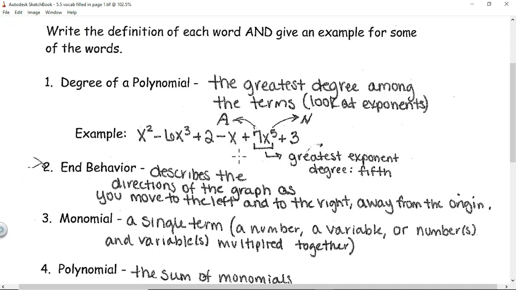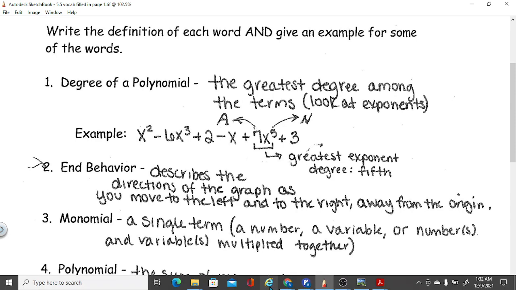Okay, next we have end behavior. This describes the directions of the graph as you move to the left and to the right away from the origin. So, right close to the origin, and as you move away from the origin, it might have some ups and downs in the graph. But when you get away from that part around the origin, that's when we're talking about end behavior. Okay, so as you move to the left, does it go up or does it go down?